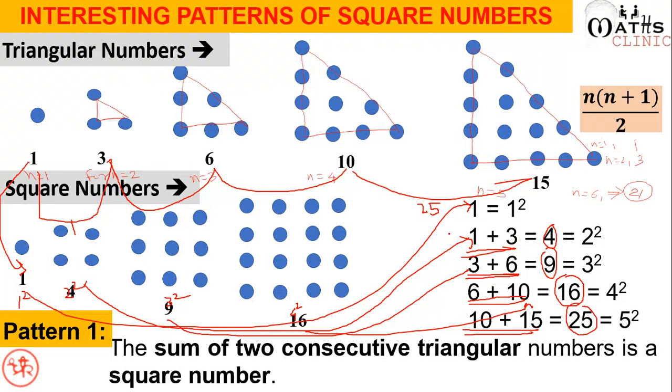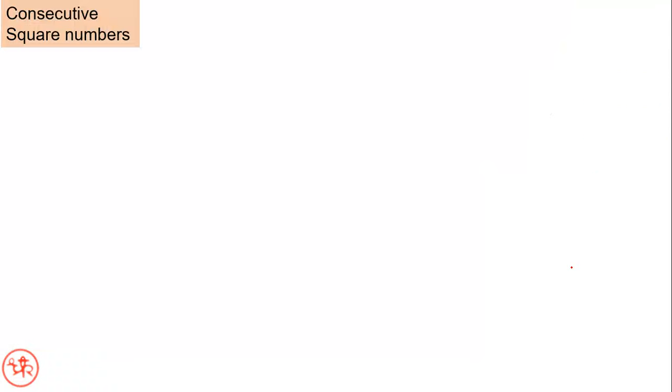For example, jaisa aapne kiya, 1 plus 3, 4, square number hai. 3 plus 6, 9, square number hai. 6 plus 10, 16, square number hai. 10 plus 15, 25, square number hai. 15 plus 21, 36, square number hai. Right? So likewise, we will get these square numbers. Now let us see the second pattern.